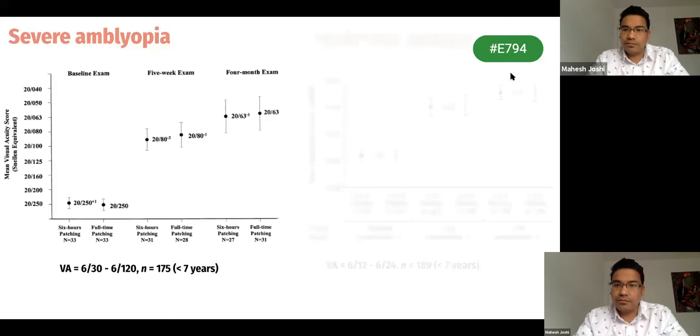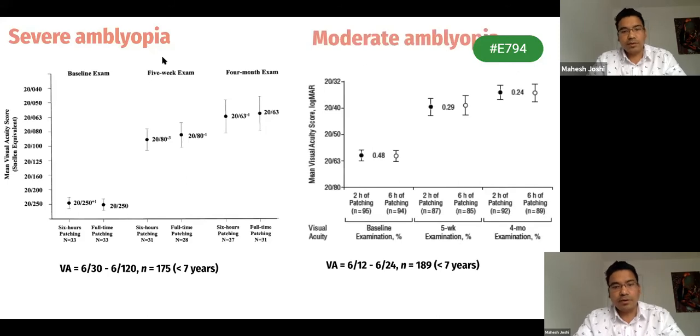For severe amblyopia, what about moderate amblyopia? In terms of moderate amblyopia, we're talking about visual acuity between 6/12 to 6/24. In this study, they found that even 2 hours of patching provides the same kind of improvement in visual acuity compared to 6 hours of patching for moderate amblyopia. So the take-away message from this is, if you have severe amblyopia, visual acuity of 6/30 or less, then 6-hour patching is more than enough. If it's just moderate amblyopia, 6/12 to 6/24, then 2 hours of patching provides the same kind of improvement as your 6-hour patching, right?